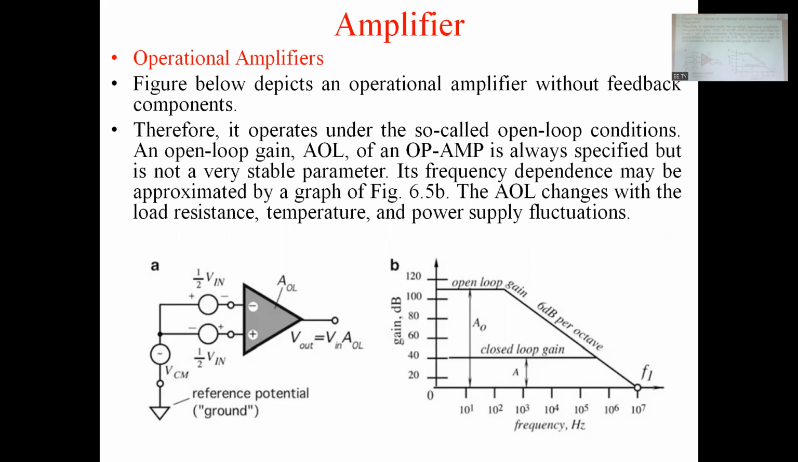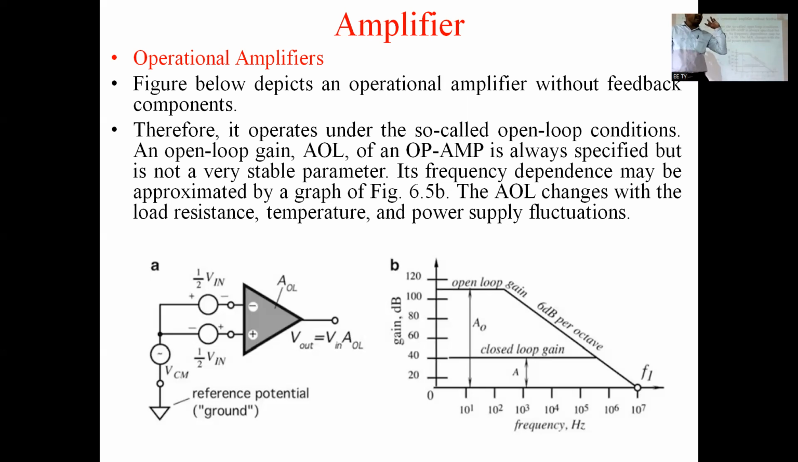The open loop gain AOL of an op-amp is always specified, but it is not a very stable parameter. Its frequency dependence is approximated by a graph. The open loop gain changes with the load resistance, temperature and the power fluctuation.